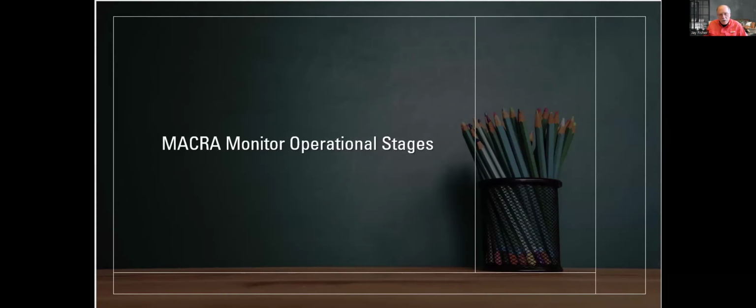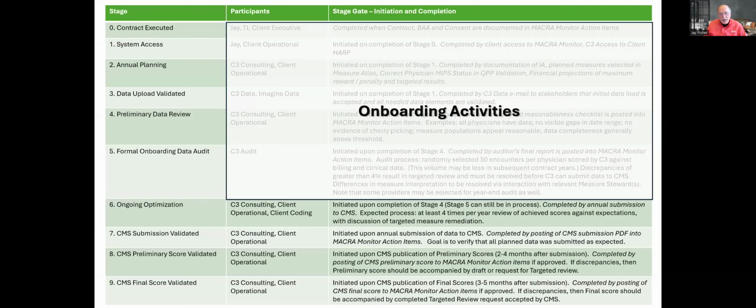So let's talk about what are the operational stages of your relationship with Macromonitor. Now, we've defined kind of a 10-stage process. And those are broken down into two groups of activities.